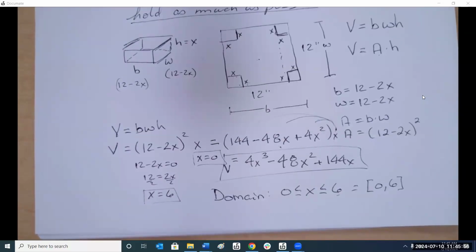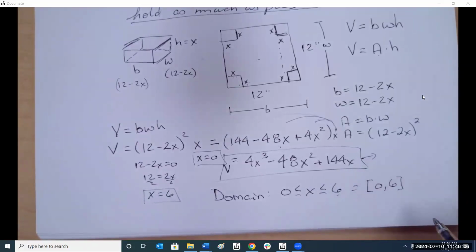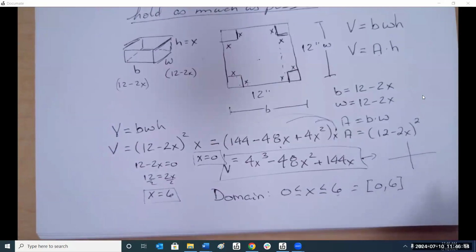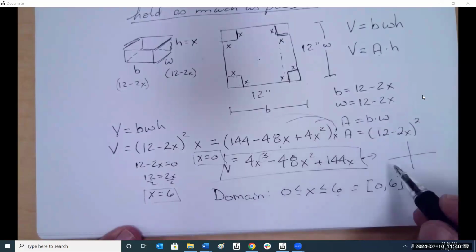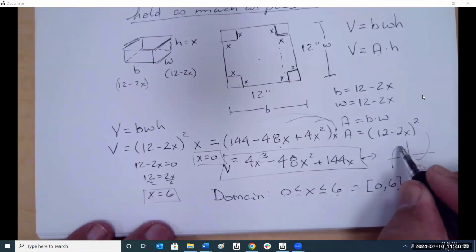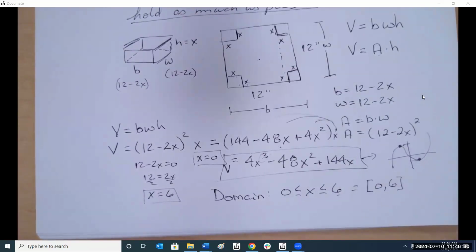So how do we find the optimal volume of this thing? Or if we were to graph this, what would the graph look like? It's a cubic function, so it'll look something like this. So what we're looking for are the extrema, because that's going to give us the x values that give us the highest volume.